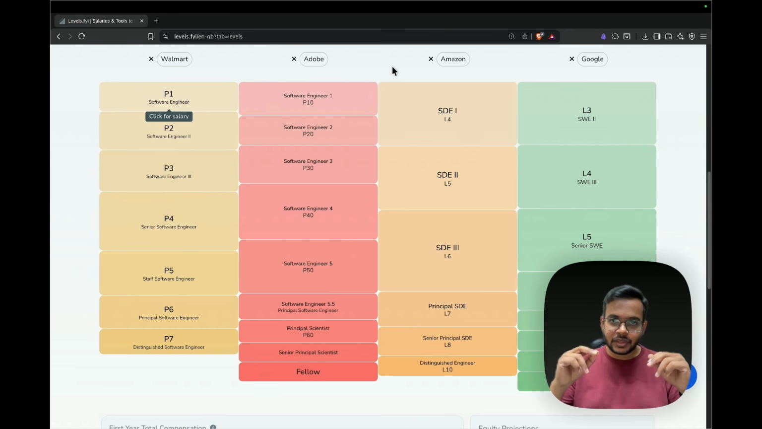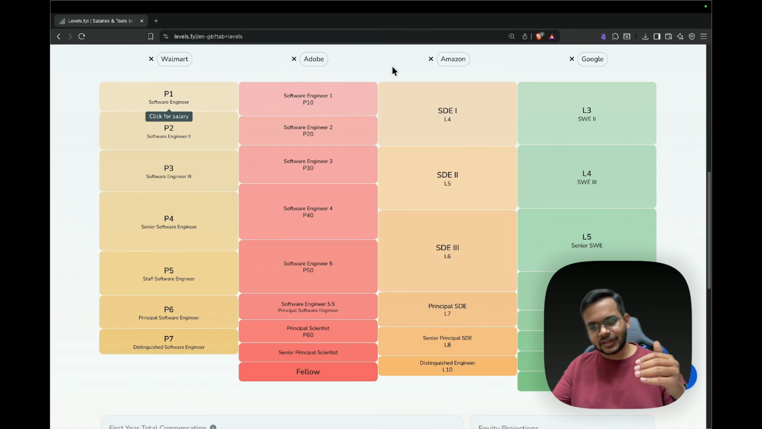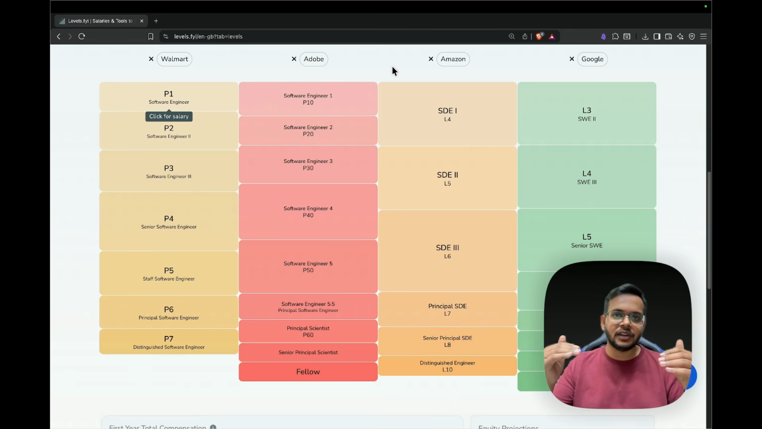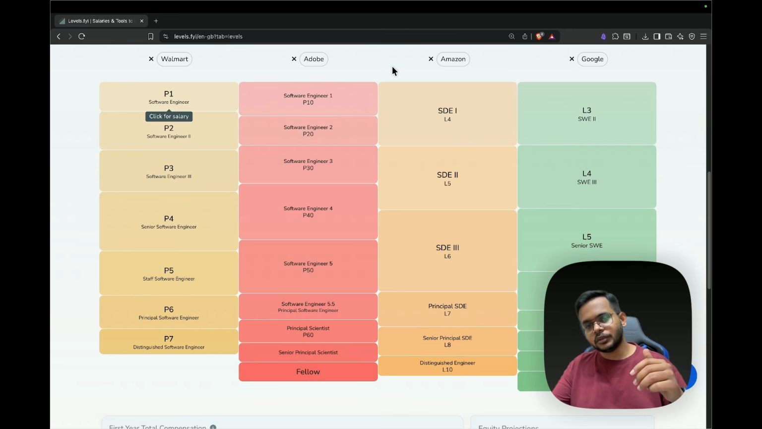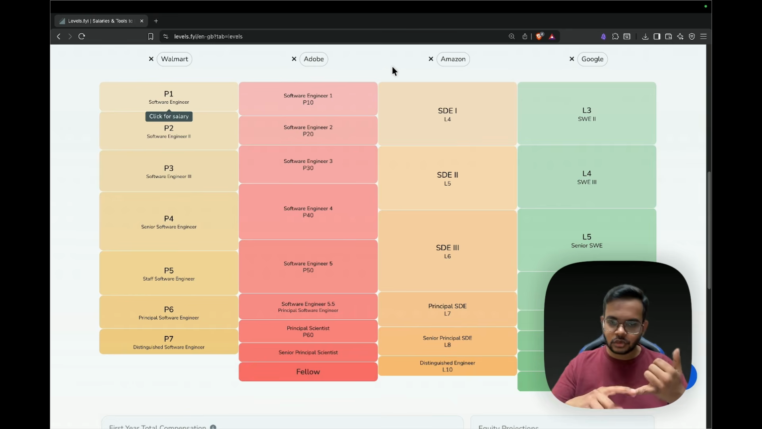Then we have Computer Scientist 2. Usually the fourth level is the staff level at most companies, but here it is more like a lead level. It is not yet staff. Staff is Senior CS1. So for CS2, you have between 7 to 10 years of experience, and for 10 plus years of experience, you then become the Senior CS1. Then you have Senior CS2, then Principal Scientist and Senior Principal Scientist, and then Fellow. So those are the different roles at Adobe.